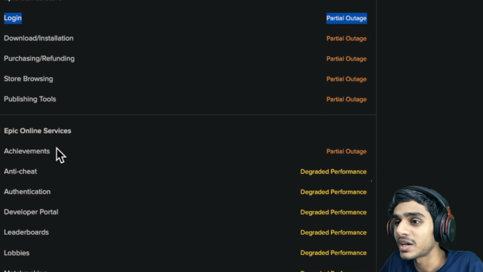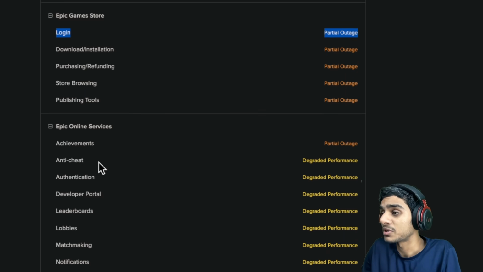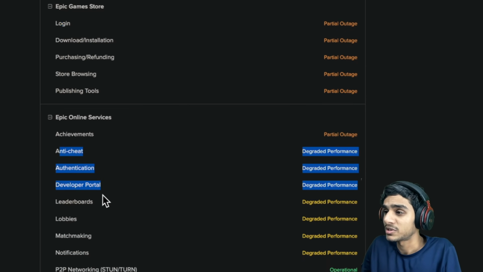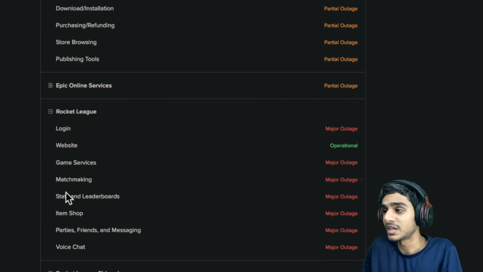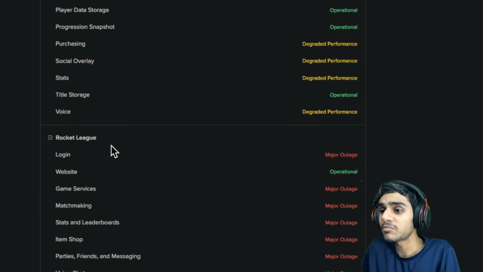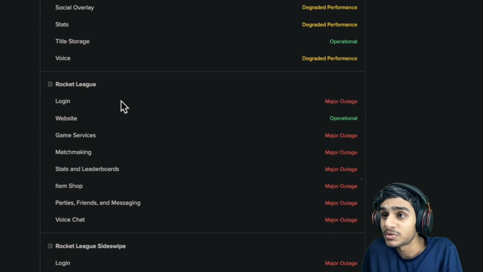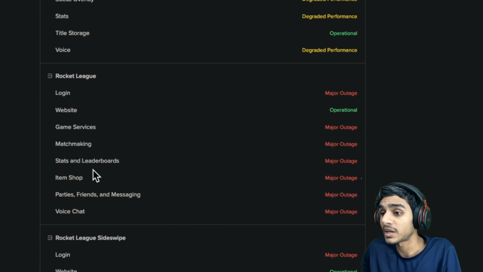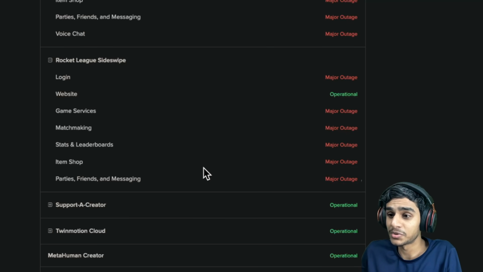So you see the point, guys, this is going to be a major problem, a major outage situation. All the performance is degraded, all the Epic Online Services are degraded, guys. So you see the point, all the services are not working. In fact, since the Epic Games service is down, Rocket League is not working as well. So guys, this is a really catastrophic failure I would say.